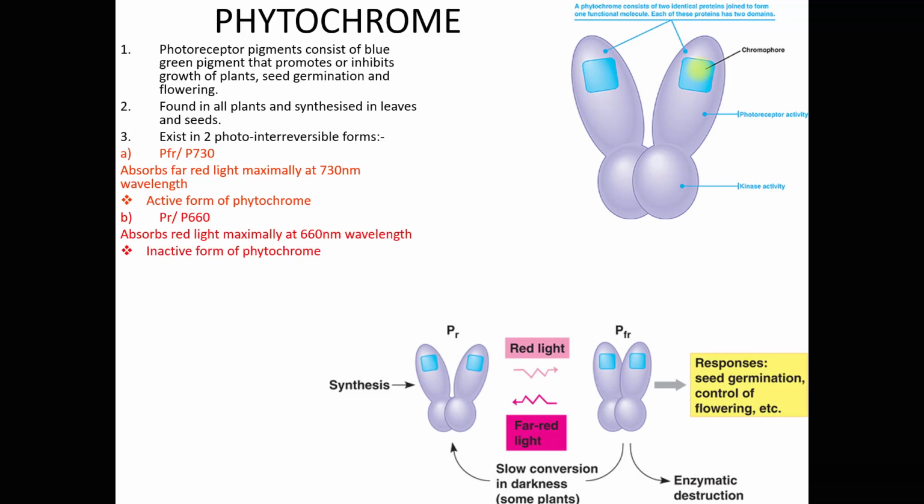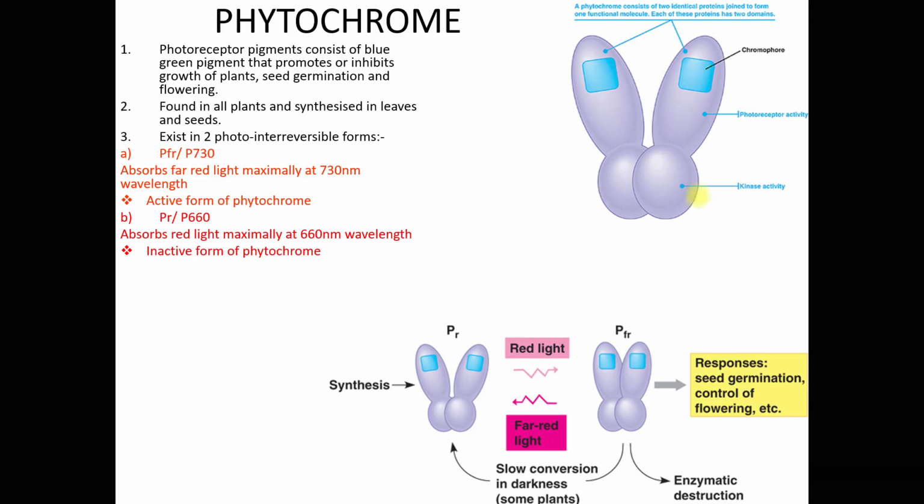Now another form of phytochrome is the PR or P660. The R in PR is written as a subscript. This PR absorbs red light maximally at 660 nanometer wavelength. That's why this PR is also known as P660. And this PR is the inactive form of phytochrome.